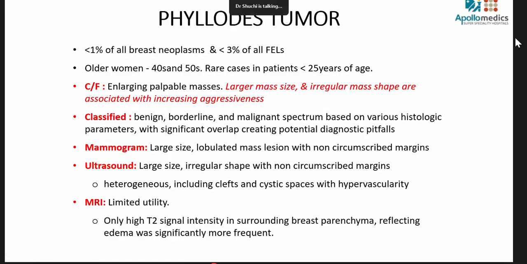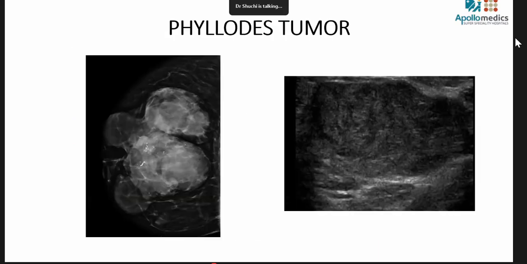Phyllodes tumor is not a very common cause of breast mass, but it does come. It occurs mostly in older females, with a larger, irregular mass of increasing aggressiveness. It can be benign, borderline, or malignant, all three. On mammogram, a large lobulated mass. On ultrasound, large and irregular in shape. MRI has only limited utility. The surrounding breast can also have high signal intensity reflecting edema, which was significantly more frequent. This was the phyllodes tumor we got at our place. These are the calcifications, and this was the ultrasound appearance of it.